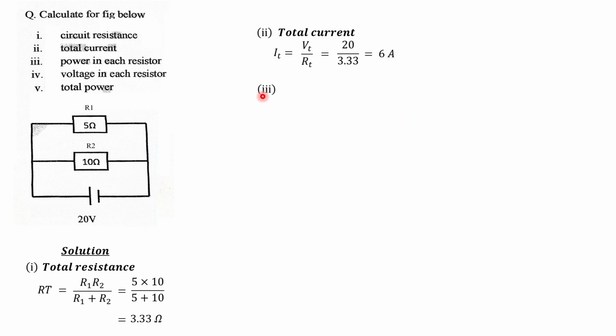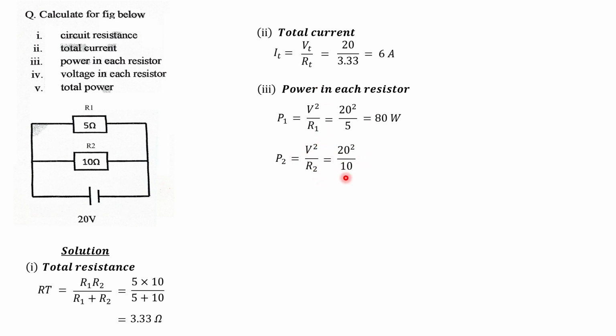Let's move on with the third one, that is III, and we have to calculate for the power in each resistor. P1, the power across resistor R1, is equal to V square over R1, which is 20 square over 5, and that gives us 80 watts. And then P2 is equal to V square over R2, which is 20 square over 10, and that gives us 40 watts. So P1, the power across R1, is 80 watts, and P2, the power across R2, is 40 watts. I hope you are following the calculations.